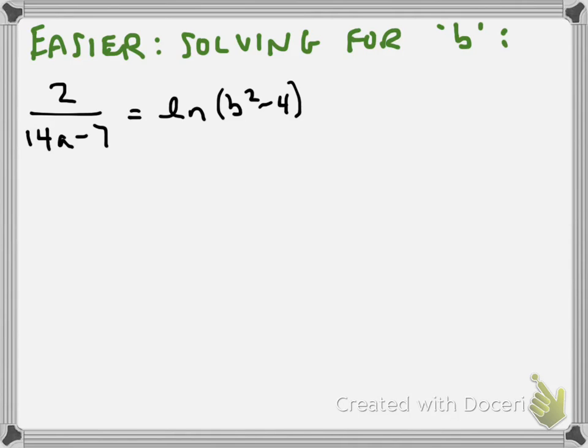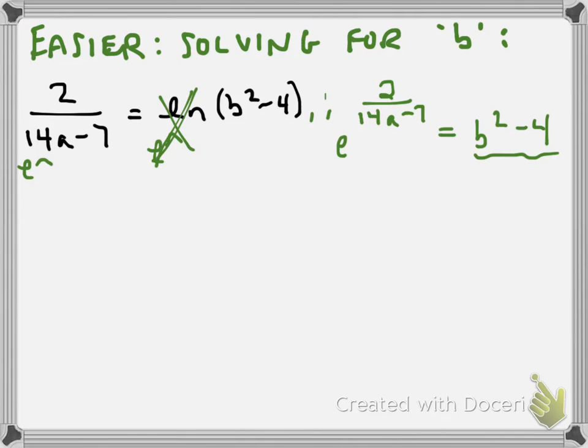So if we're solving for b here, we need to get rid of everything that's on the same side as b. And we notice that we have a natural log function. So in order to get rid of a natural log, we do the opposite, which is e raised to both sides. And so we get e to the 2 over 14a minus 7 equals b squared minus 4. The b squared minus 4 doesn't cancel out, just the natural log and the e.